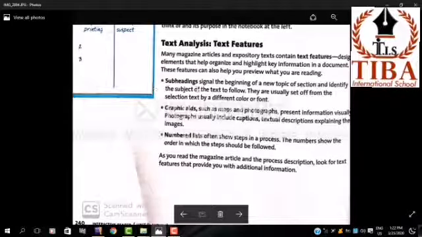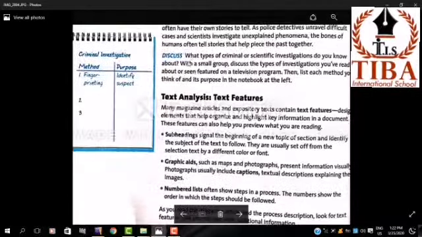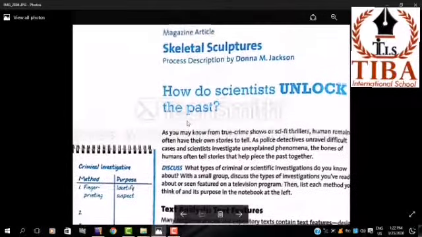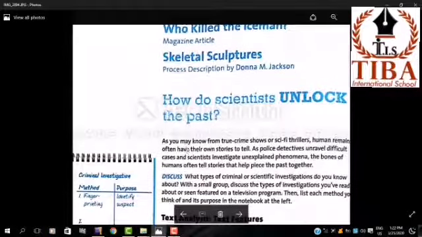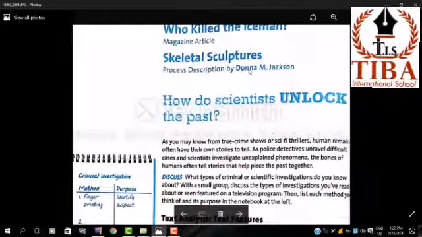Just I want you to highlight this one or circle it. And write here 1. Subheadings. I think you can guess what's the meaning of subheading. Subheading, it's like heading, but this is sub, which means under it. It goes below it. Subheading, like what? If you looked at this page, for example, you have a heading. What is the heading, for example? Who killed the iceman? This can be a heading.